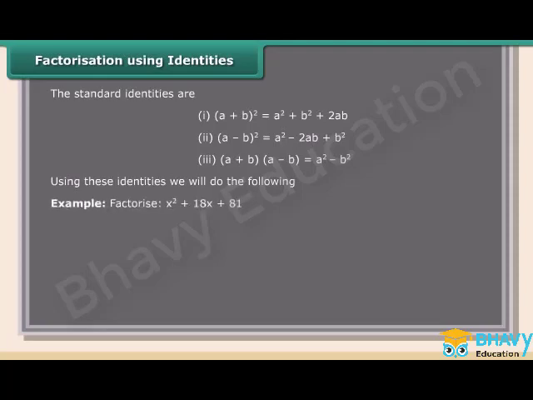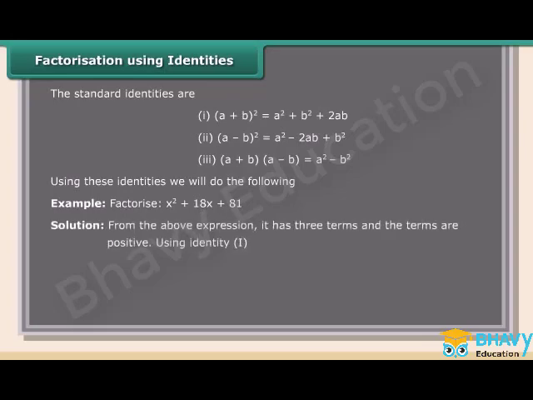Example: factorize x square plus 18x plus 81. Solution: from the above expression, it has 3 terms and the terms are positive. Using identity 1, a is equal to x, b is equal to 9, we have a square plus 2ab plus b square is equal to x square plus 2 into x into 9 plus 9 square. x square plus 18x plus 81 is equal to x plus 9 whole square.